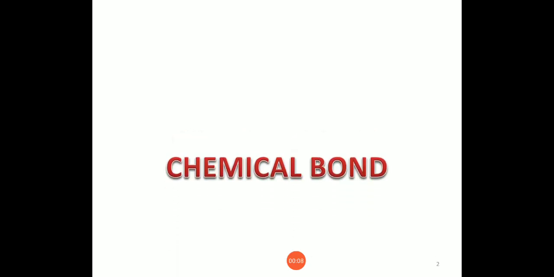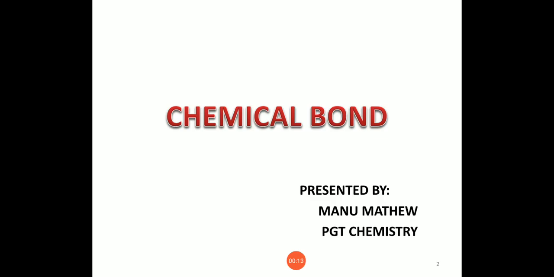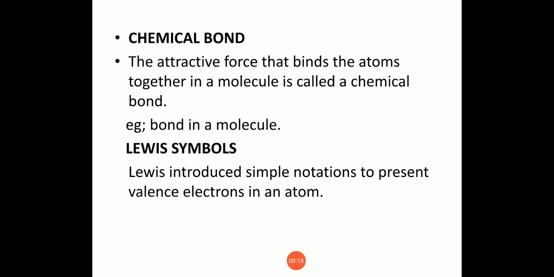Today we are going to discuss the topic chemical bond. So let us see what is a chemical bond. A chemical bond is the force of attraction between two atoms in a molecule. Otherwise, it is the attractive force that binds the atoms together in a molecule. Example, bond in a molecule.